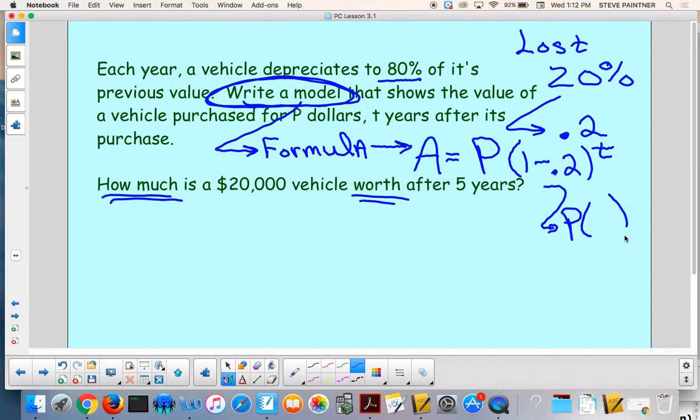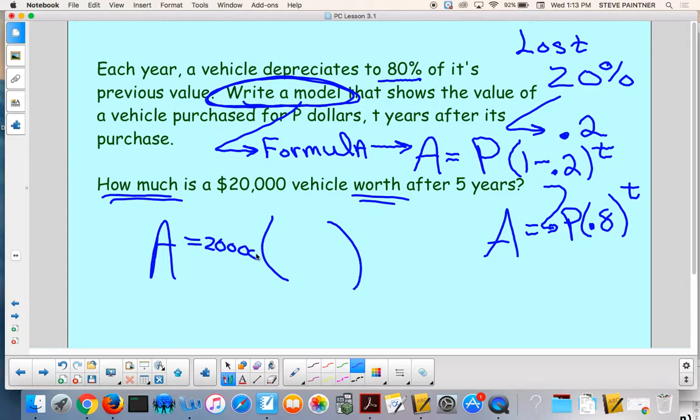P times 0.8. 1 take away 0.2 is 0.8 equals A. There you go. That's the formula I'm looking for. When I say write a model, this model will get you any answer any year. Then the second question: how much is a vehicle worth 20,000 today worth 5 years from now? What goes in for P? 20,000. After you subtract the 20%, you're down to 80%. For how many years? 5.